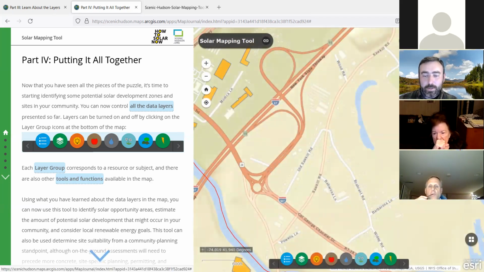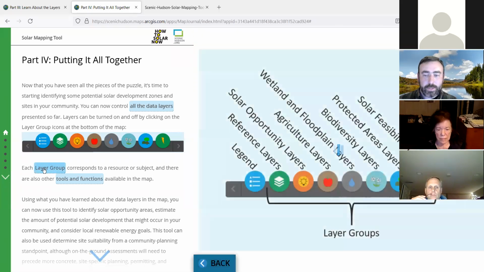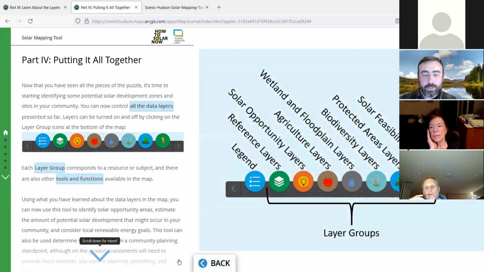Down at the bottom here is our layer groups. So I've grouped the layers according to themes. If I hover over, I can see what those themes are. We have that here, and we also have a cheat sheet for each layer group. This is a quick help here. So we've got a cheat sheet for what they are.